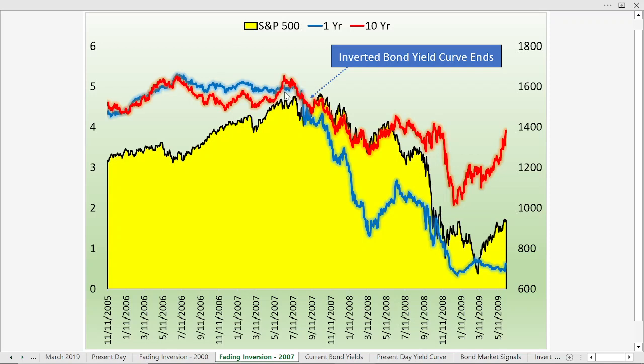But I thought it was kind of interesting to note the compression in the inverted yield curve and the implications if present trend does continue.